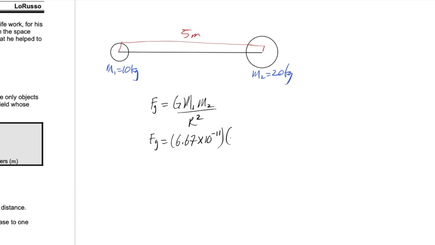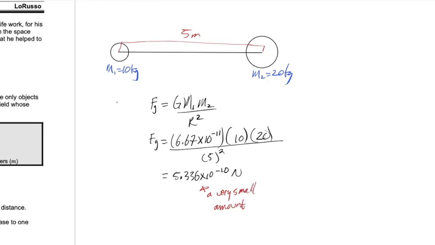All right, so now the mass of our first object is 10 kilograms. The mass of our second object is 20 kilograms. And the distance separating them is 5 meters, but it's 5 squared. That's very important. So the value of this works out to 5.336 times 10 to the negative 10 newtons. This is a very small amount.